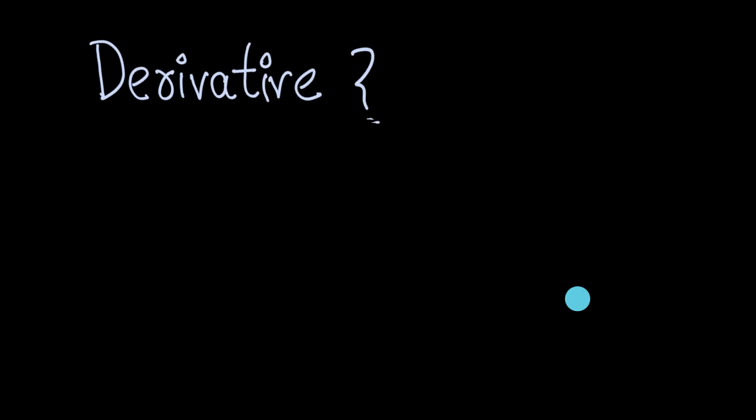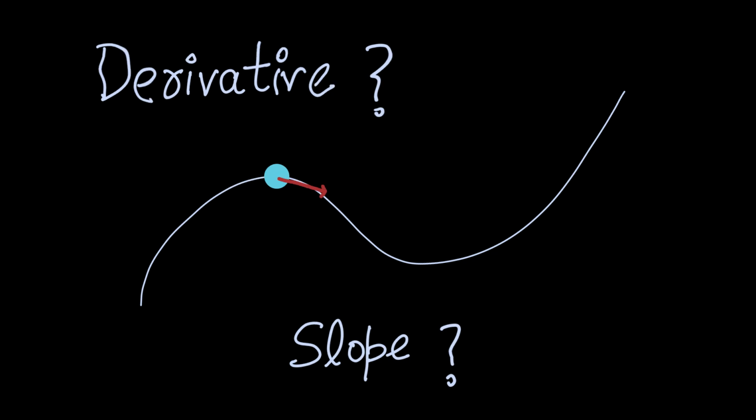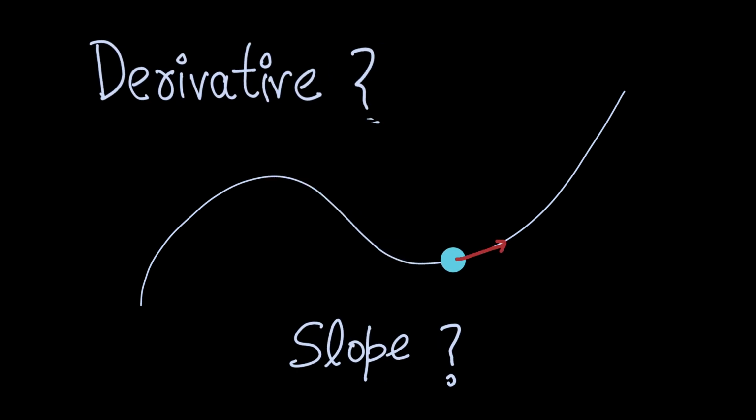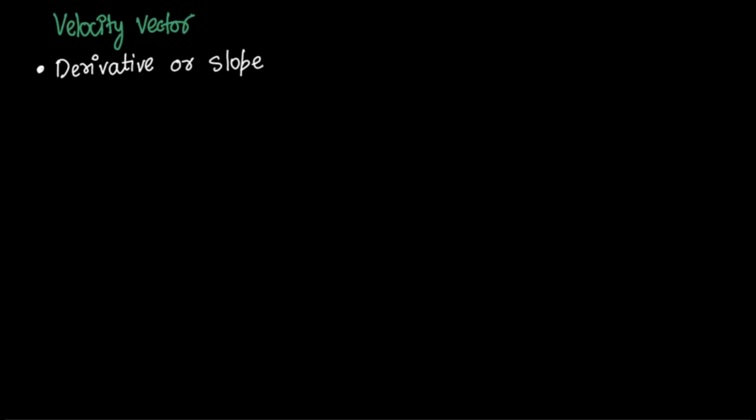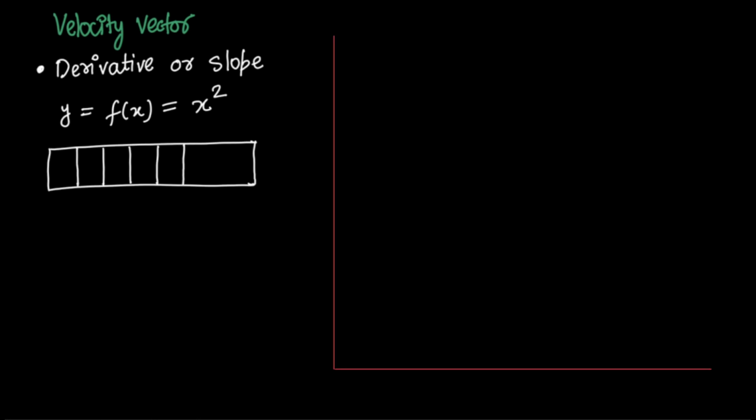Now it's time to learn the velocity vector. But to understand it, we need some background on what the derivative and slope are. So let's have a quick look at the slope and how to calculate it. Suppose we have a function f of x equals x square. If you don't know how to plot it, let's figure it out together.